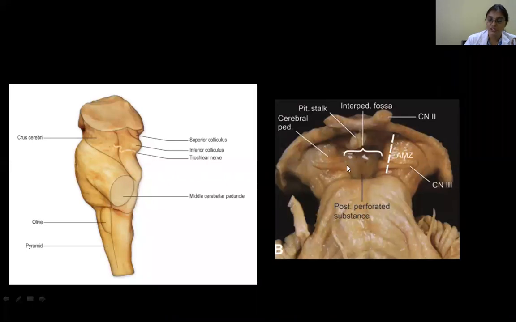And here see the oculomotor nerve. So here, medial to the cerebral peduncles. And then here you can see trochlear nerve coming from behind.